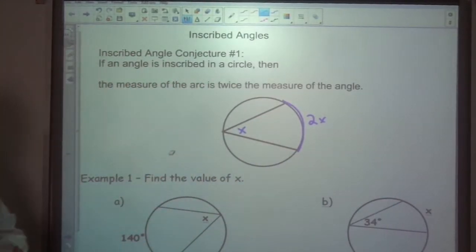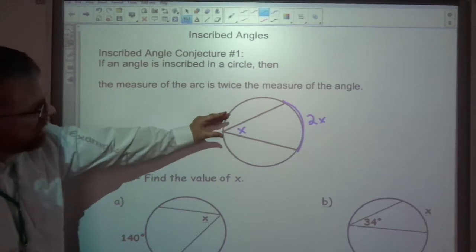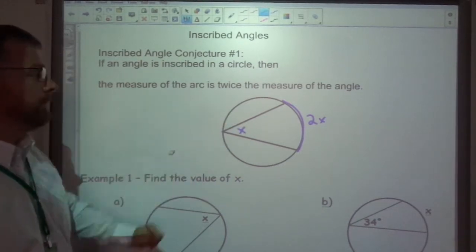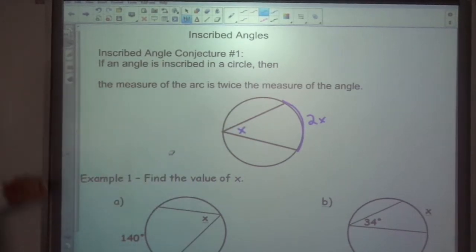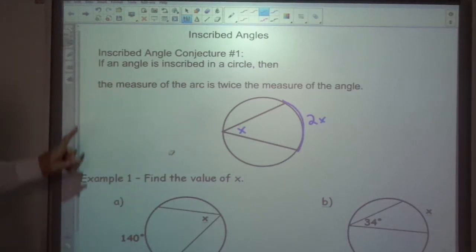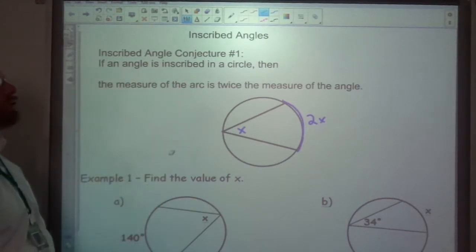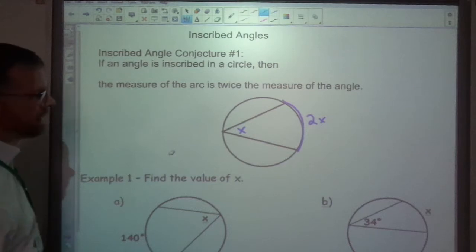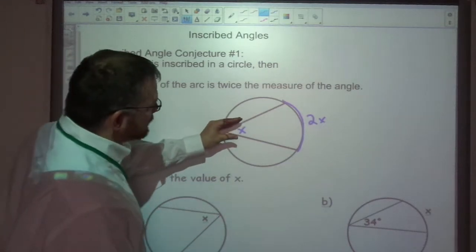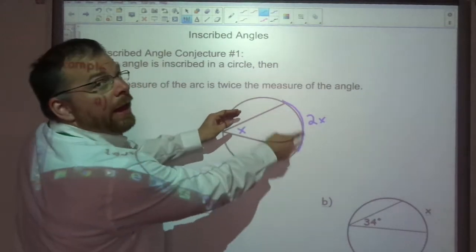An inscribed angle is an angle where the vertex of the angle is on the edge of the circle. So the first conjecture is that if an angle is inscribed, then the measure of the arc is twice the measure of the angle. So whatever this angle is, this arc is double that.